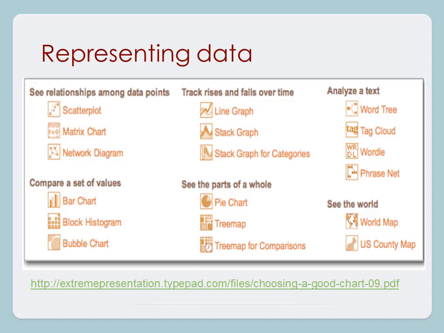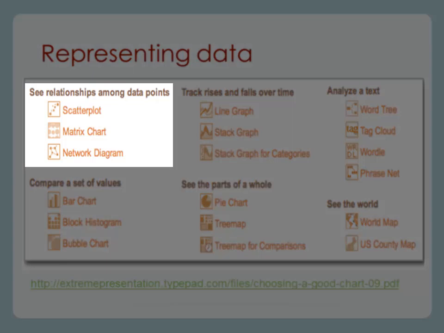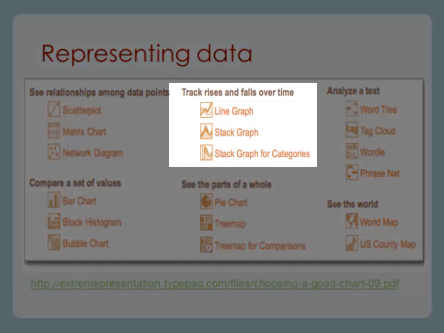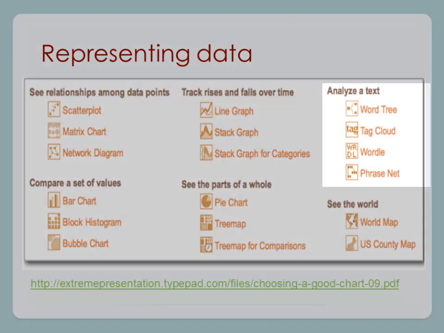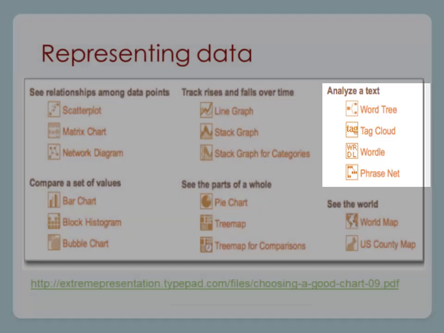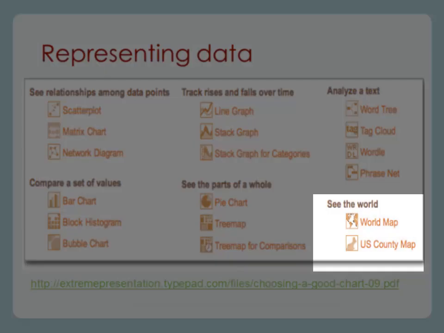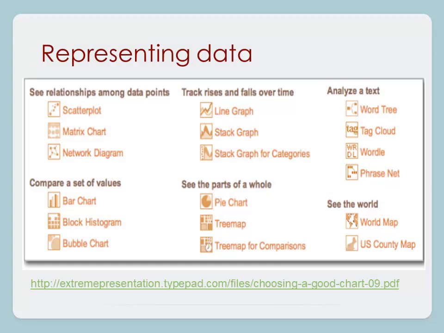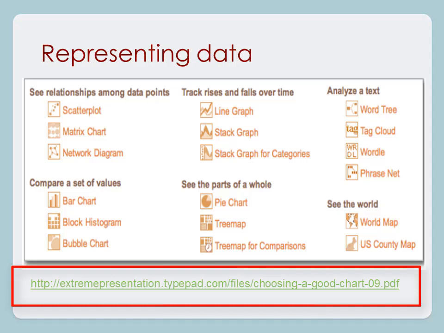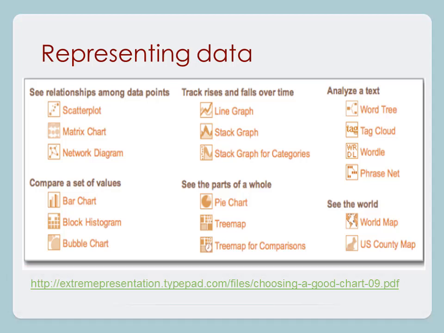And so we can see that different types of displays can be used if we are showing relationships, or if we want to see a trend over time, or if we want to analyze a text, or if we want to compare values, parts of a whole, if we want to see the data in the context of the world or that of a country. Below you can find the address of a site from where you can download a decision tree that allows us to define the type of graph that is more appropriate for the data we want to represent.